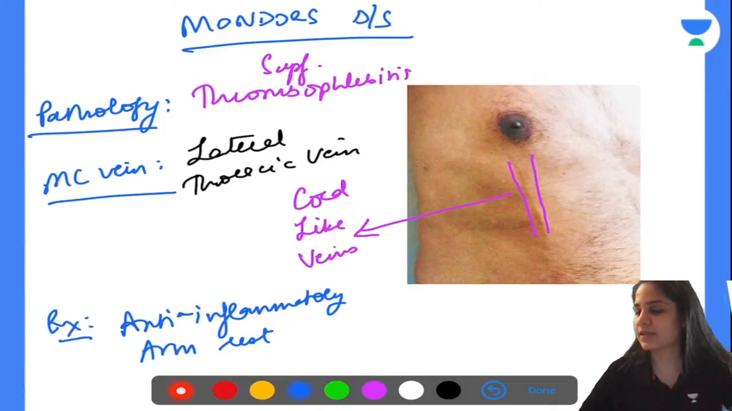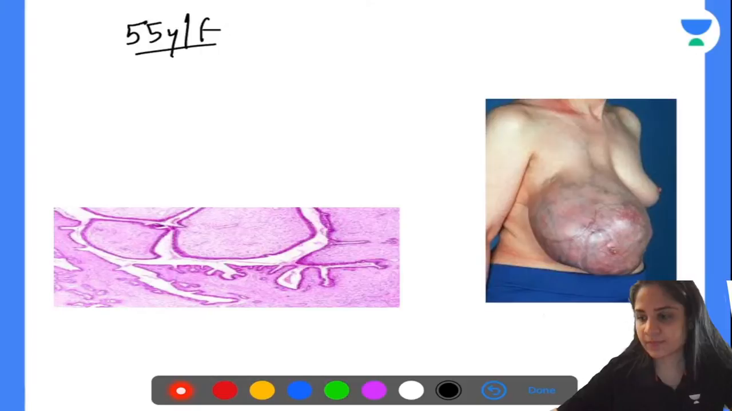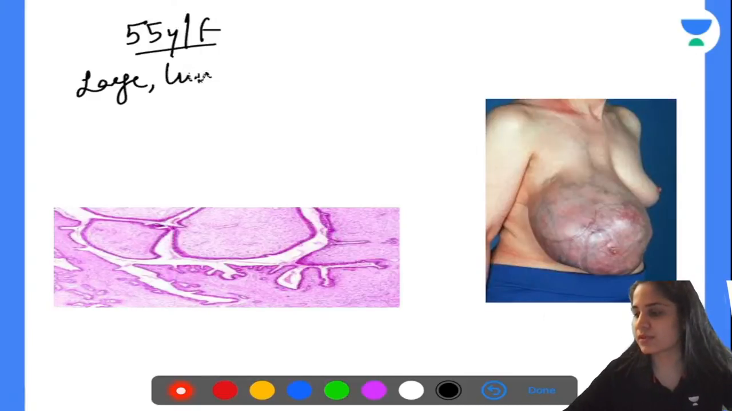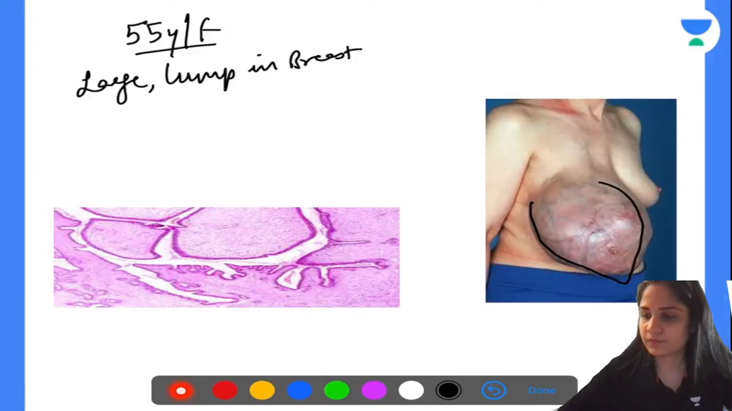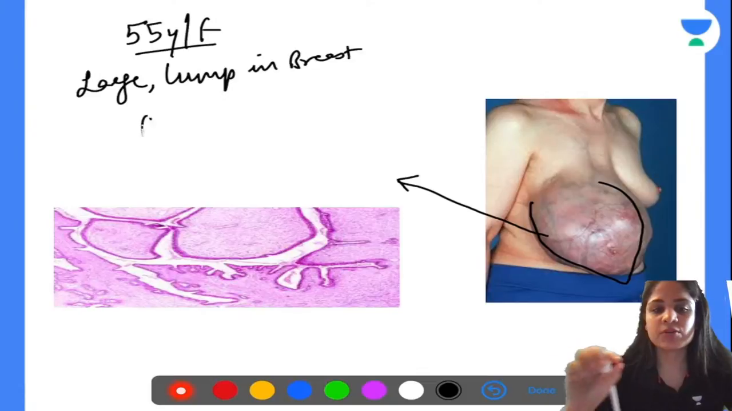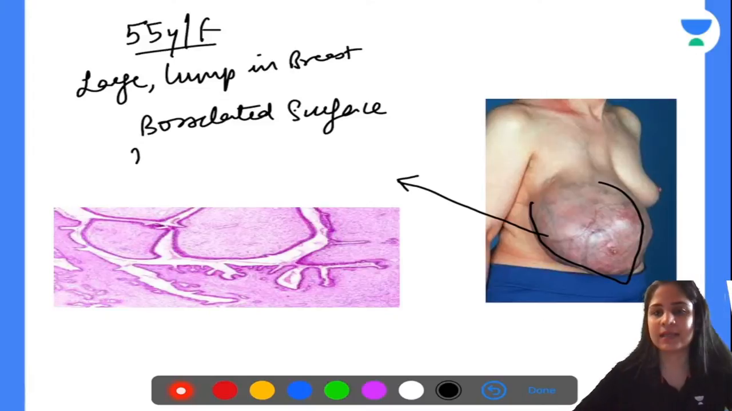Now, this is a patient who is a 55-year-old female and she is coming to you with a large lump in the breast. Now, if you look clearly at the lump in the breast, it's extremely big. Okay, and it has a bosselated surface. Bosselated means shiny surface, and you're able to see dilated veins on top of it. So these are specific features that you see in this case.